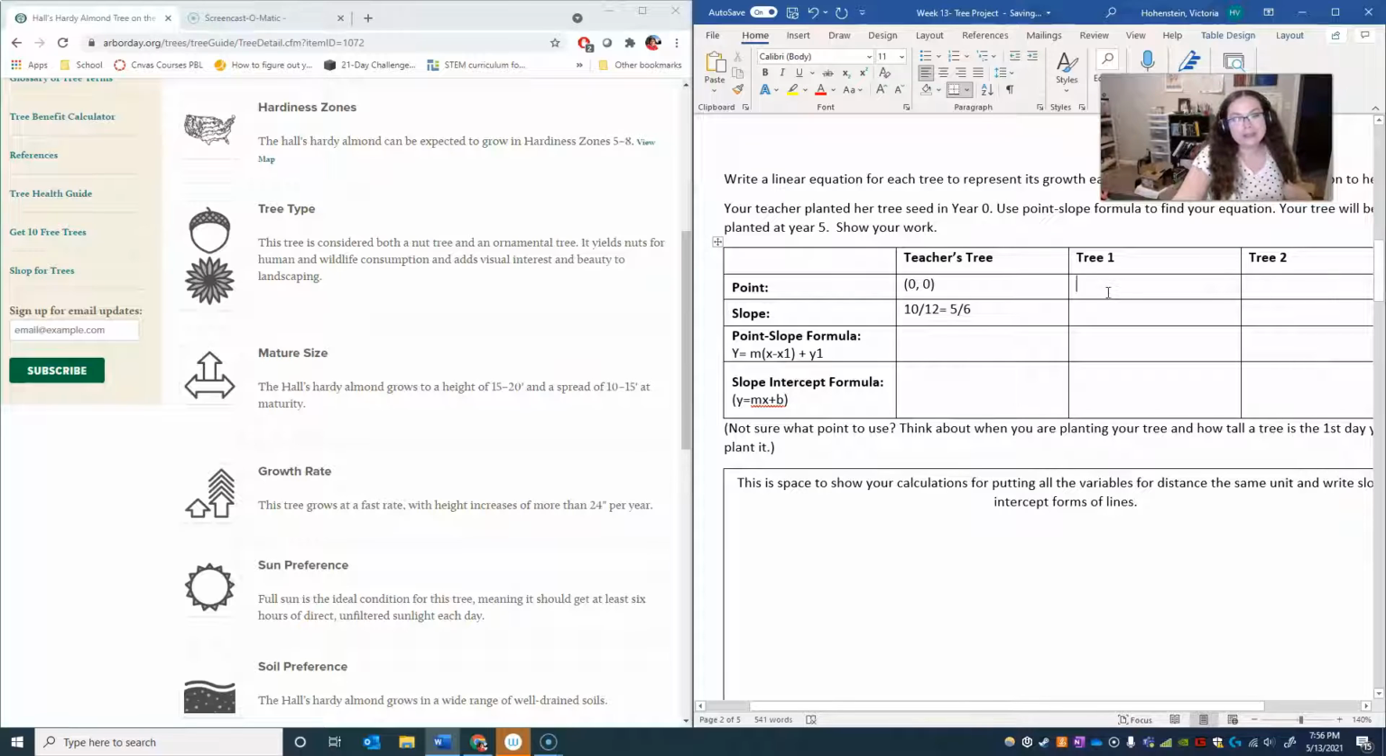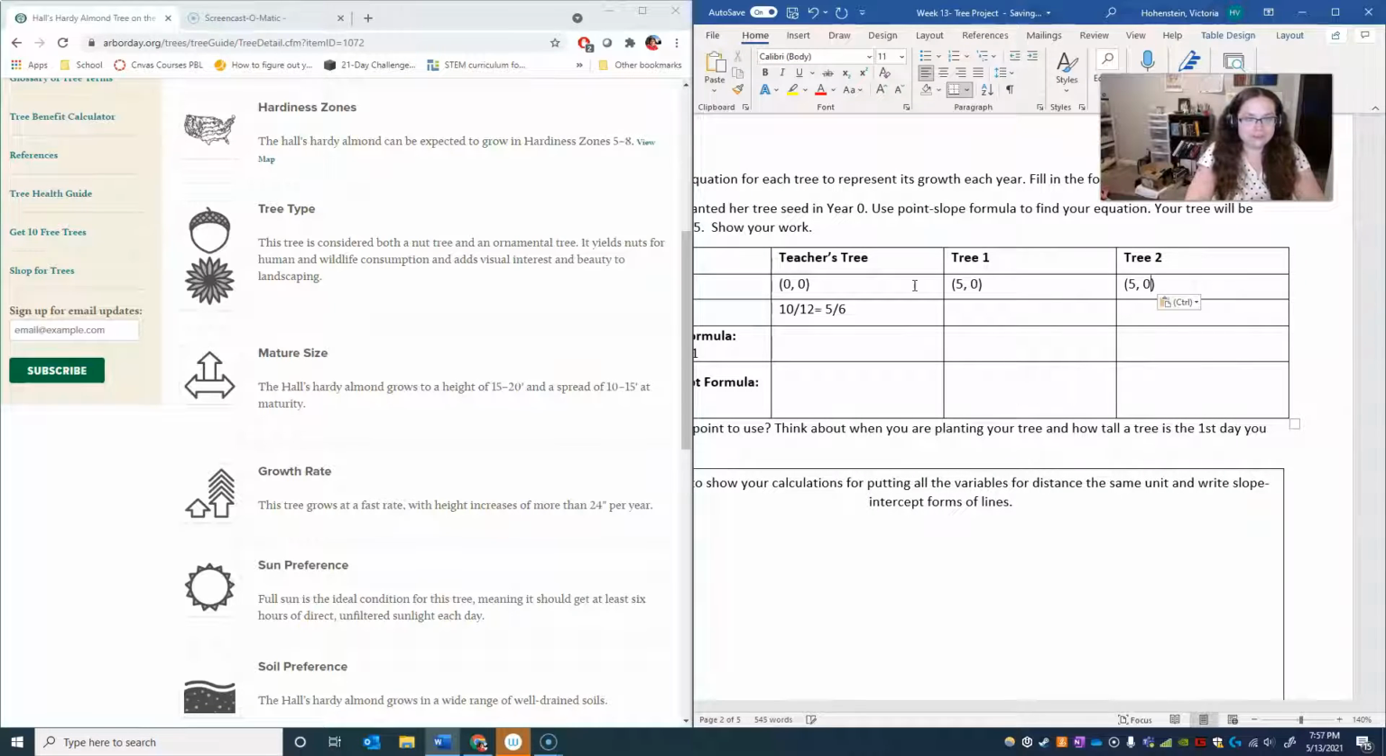Tree 1, well, that would be the tree you guys are planting. The X value is the year, so your trees are going to start at 5, and Y is the height. They have 0 height when they're planted, so it's going to be 5, 0. Both of your trees are going to have this as one of the points on the line.